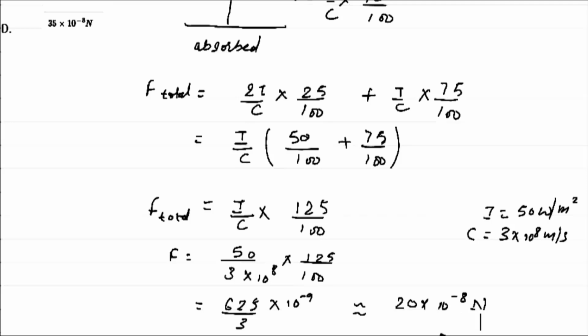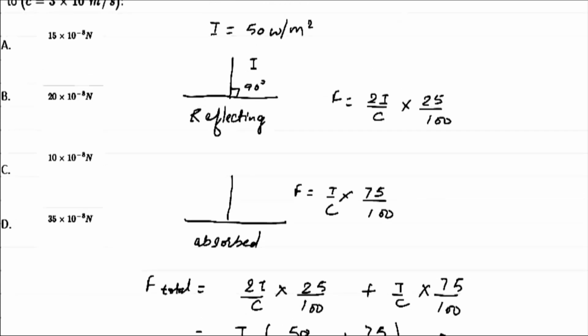So let's see which option it matches. 20 into 10 to power minus 8. So it is option B. So option B is the correct answer.